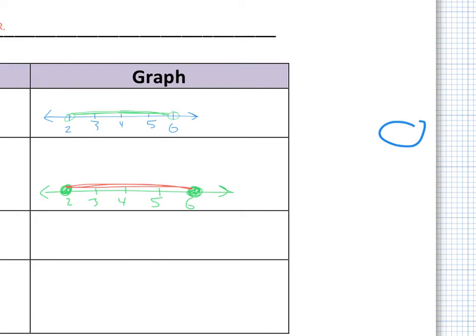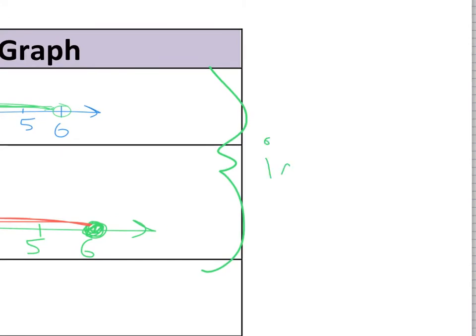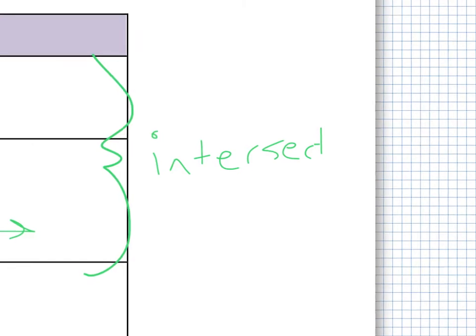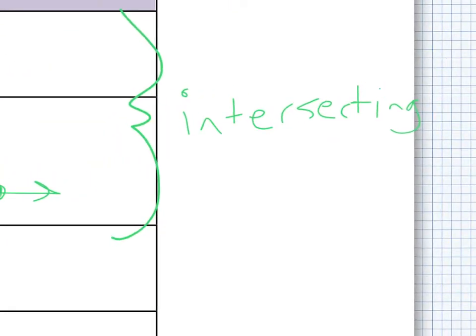Oops, missed it. There we go. This is what we call the intersection, or an intersection. We have values intersecting together to form one set of numbers here. So, intersection, not intersecting. Make sure you write that down in your notes.